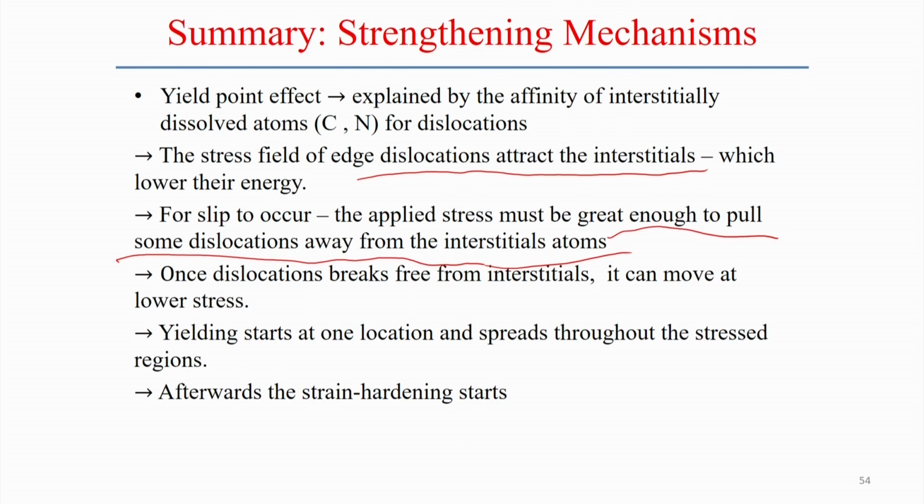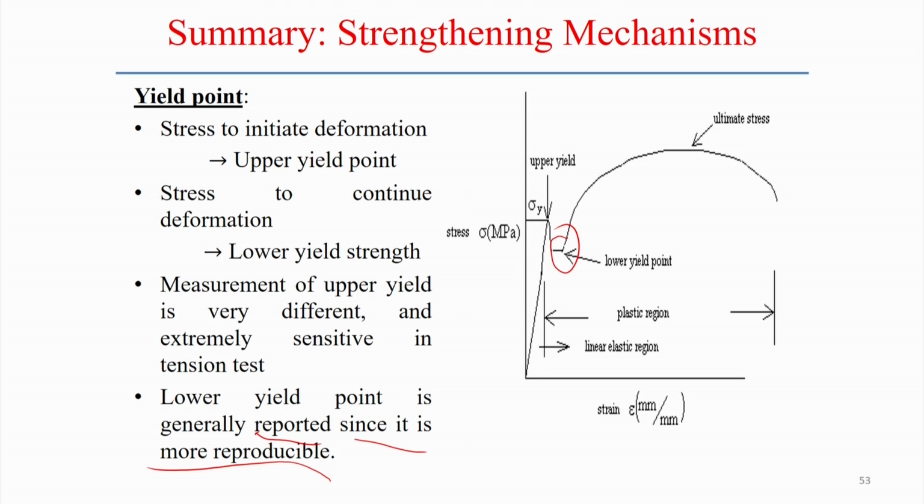The third point is that once a dislocation breaks free from the interstitials, it can move at a lower stress level. That we observe in the stress-strain diagram. Therefore, yielding starts at one location and spreads throughout the stressed region. Afterwards, the strain hardening effect comes in, microscopically or macroscopically, as you see in the stress-strain diagram of a specific material.